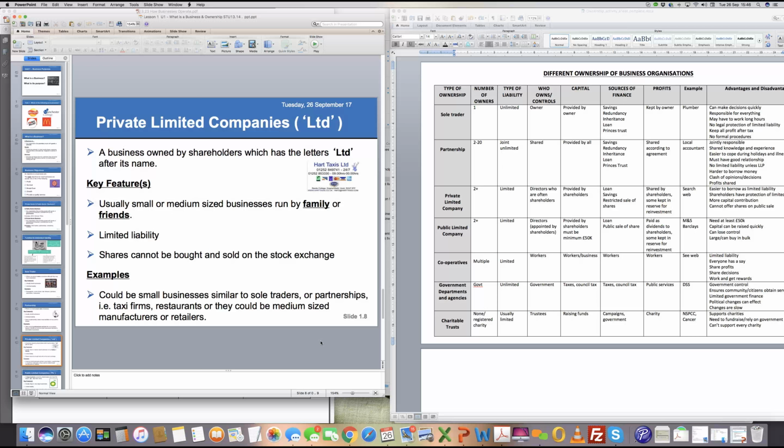Now here, what could be the examples? You're looking at businesses like taxi firms, restaurants, or even solicitor companies and accounting companies. They are classified as private limited companies because they are able to have shares, and these shares could be owned by a number of shareholders.